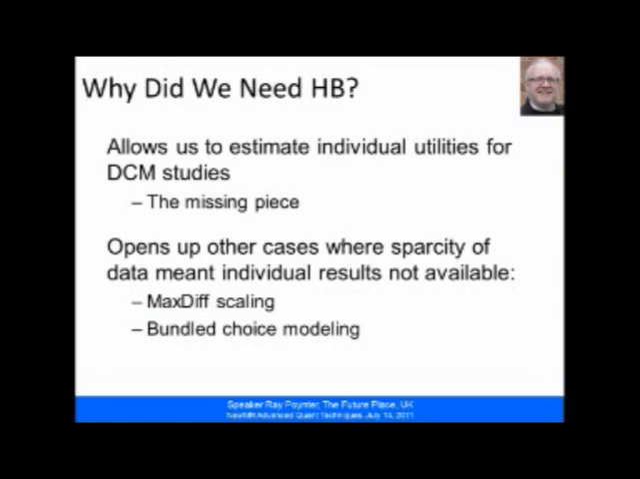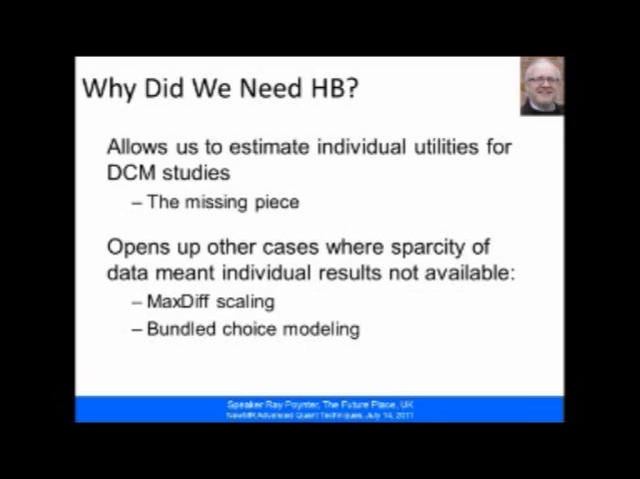It allows us to estimate individual utilities for discrete choice modeling, which was the missing piece. When we went from old-fashioned conjoint studies to discrete choice modeling, we started having to use aggregate models, build a model of all the regular users and the irregular users, or the men and the women, or just a total model for the sample, because we weren't asking enough questions to each person. With HB, we go back to the thing that we really want, which is an individual level model.